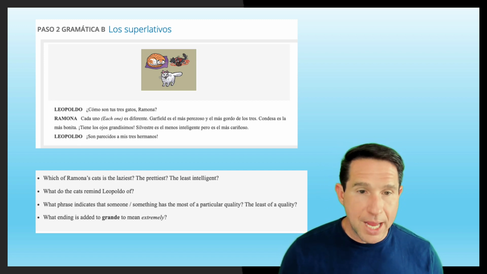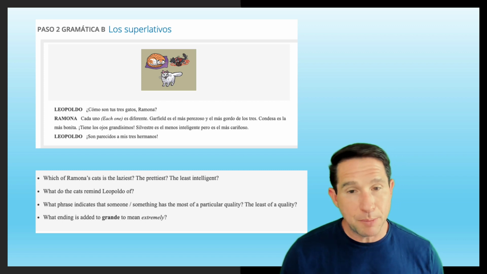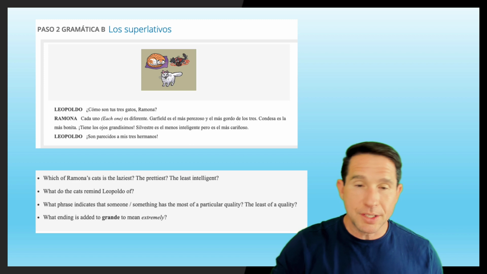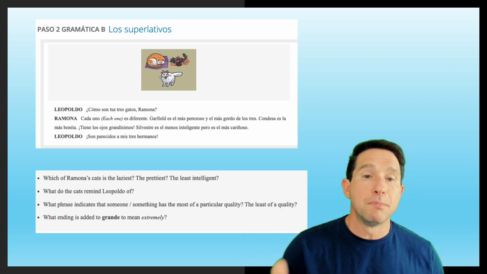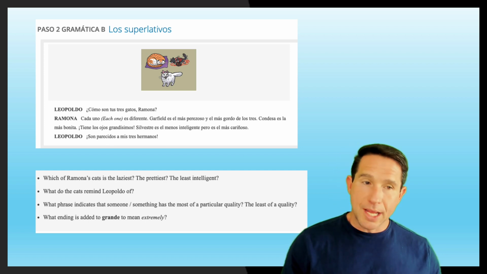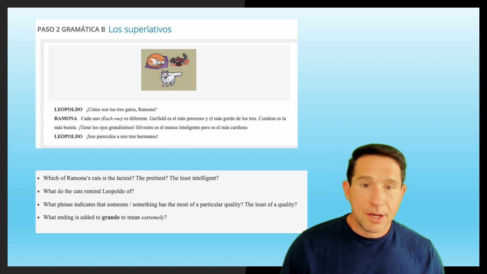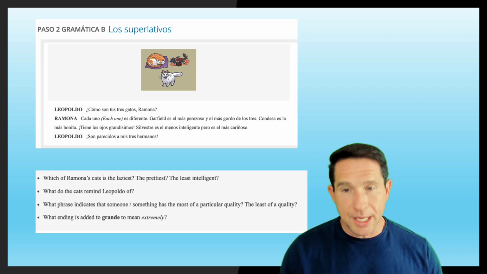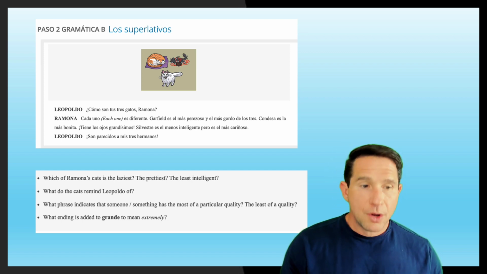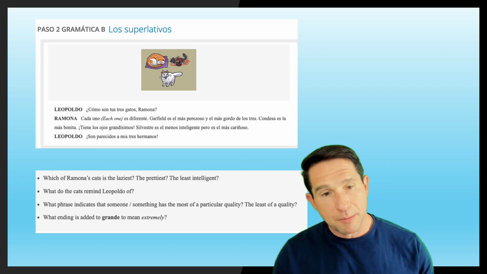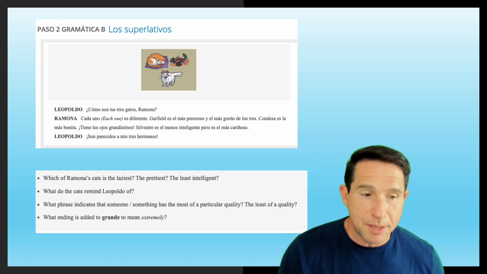Which of Ramona's cats is the laziest? Laziest, perezoso, right? So Garfield is el más perezoso. This is to say the most, right? He's the most lazy, the laziest. What about the prettiest? Condesa es la más bonita. What about the least intelligent? Silvestre es el menos inteligente, right? Good. What do the cats remind Leopoldo of? They remind him of mis tres hermanos, right? Remember possessive adjective, mis tres hermanos.